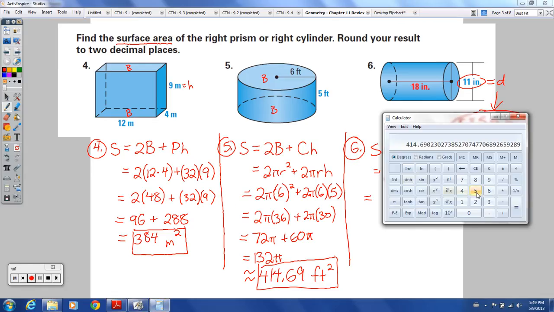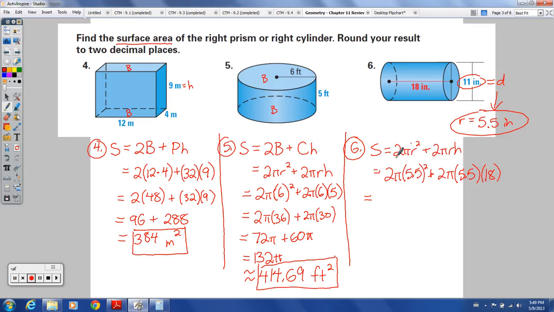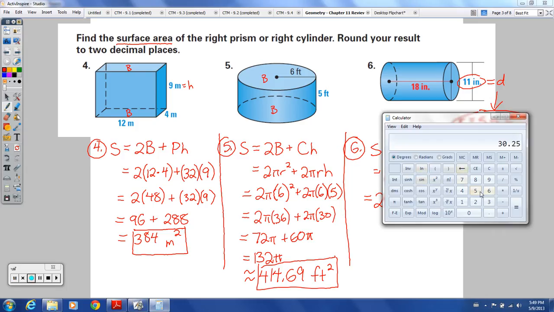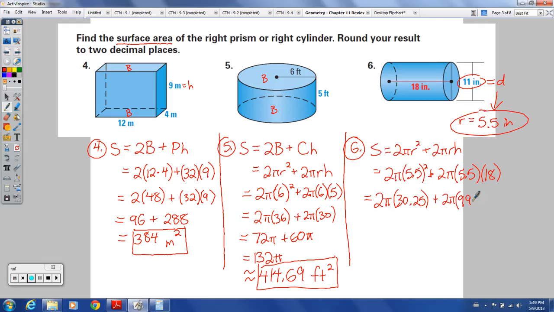5.5 squared, I don't got that one memorized. 5.5 times itself is 30.25. Okay, so we have 30.25 right here. And then 5.5 times 18, 99. Alright, so we've got 99 right here. This would be, looks like 60.5 pi. That times that, 2 times 49.5, and then this would be 198 pi. Put those two things together. Looks like we'd have 258.5 pi.